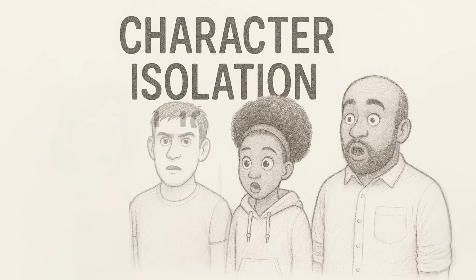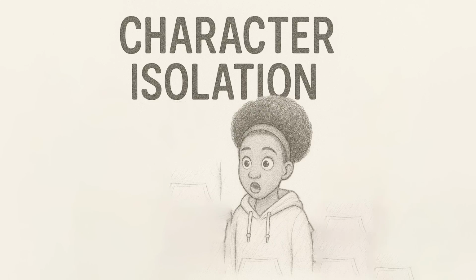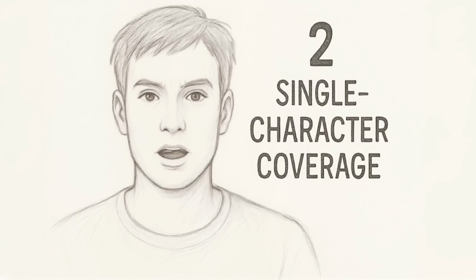Let's move on to our next two methods. I like to group them into what I call character isolation. It just simply means that whatever image you upload to your lip syncing tool, you want to ensure that you only have one character in that image. And there are two ways that you can achieve this, which are the next two methods we're going to talk about. So the first is by using what we call single character coverage.